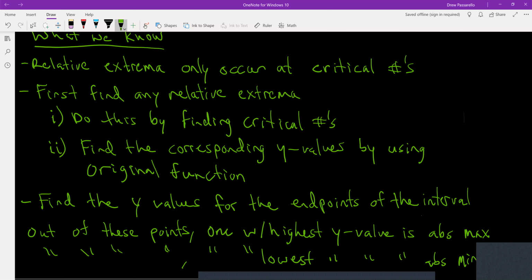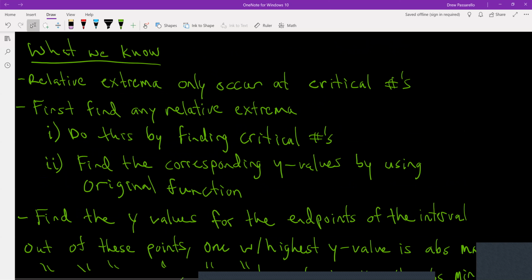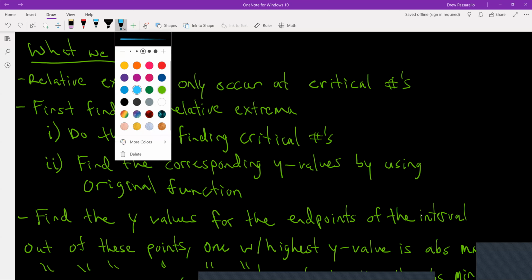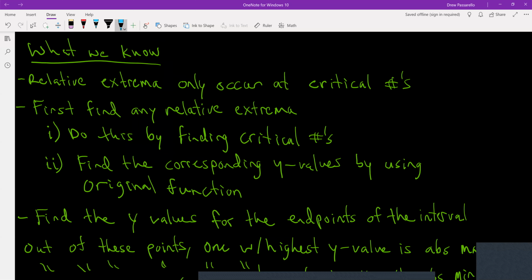All right, so this is going to be the process. I use what we know, and what we know is that relative extrema only occur at critical numbers. So for a closed interval, I'm going to find the relative extrema by finding the critical numbers, and then I find the y values for the endpoints, and then out of the points, I determine which one's the absolute max and absolute min. All right, so that's going to be the thought process.